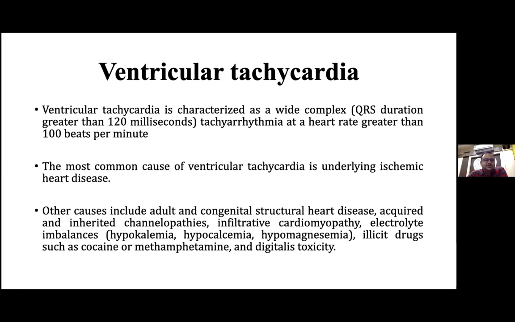The other causes include adult and congenital structural heart disease, then some acquired and inherited cardiomyopathies, infiltrative cardiomyopathy, and electrolyte disturbances, especially hypokalemia, hypocalcemia, and hypomagnesemia, which often lead to polymorphic VT. And there are certain illicit drugs like cocaine and methamphetamine, and digitalis toxicity, which can lead to VT.